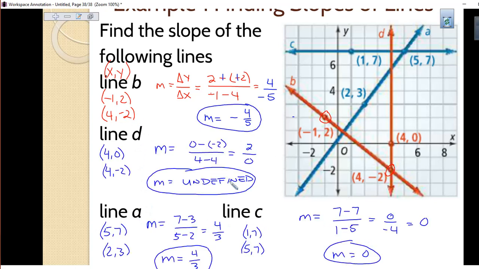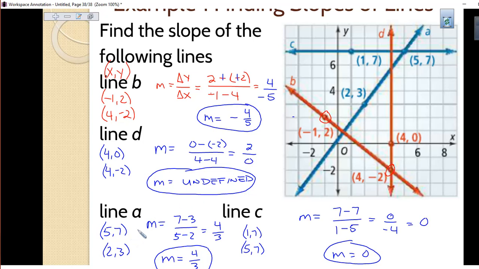All right, so as you look through here, for line D, we have points (4, 0) and (4, -2). So we do 0 minus negative 2 and get positive 2. 4 minus 4 is 0. When you get a 0 in the denominator, the slope is considered to be undefined. If you plugged 2 divided by 0 in your calculator, you get a math error, because we cannot divide by 0 in math.